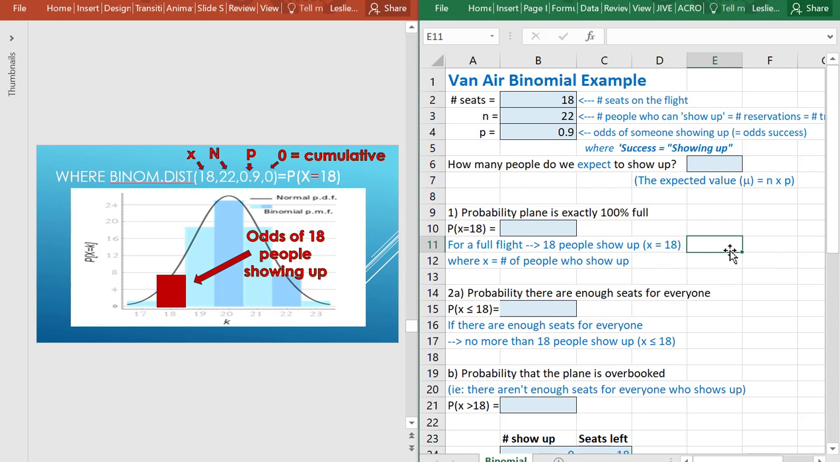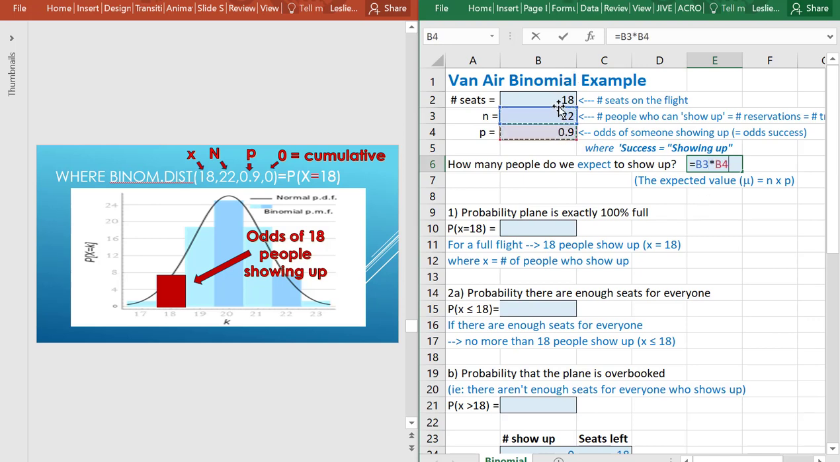Okay. Now before we jump into that, let's look at an expected value. Let's look at how many people we would expect to show up if we allow for 22 reservations. So for the binomial distribution, the expected value, which is also our average or our mu, it's just N times P. So just take your N here. Be so careful, that's your 22 times P.